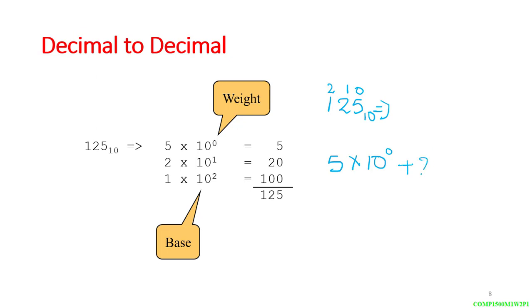Now, 10 to the power 0 is 1. Anything to the power 0 is 1. So we have 5 multiplied by 1, plus 2 multiplied by 10, plus 1 multiplied by 100. So we have 5 plus 20 plus 100, which is equal to 125.